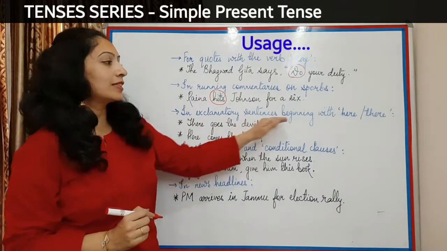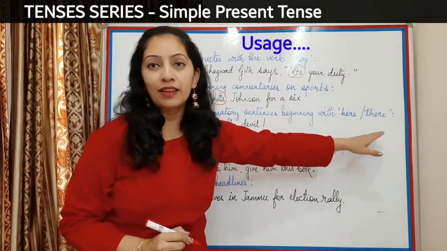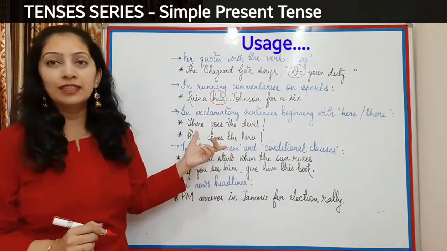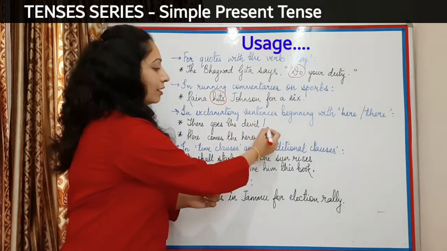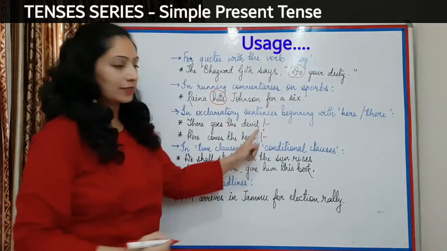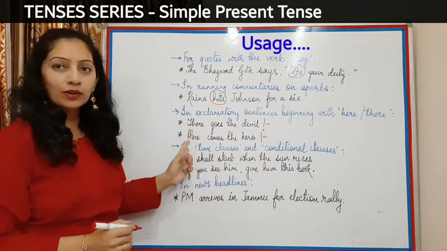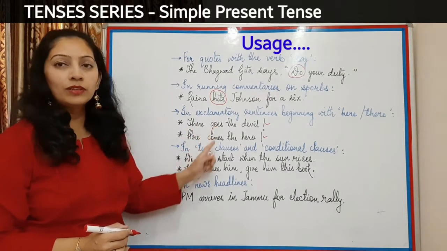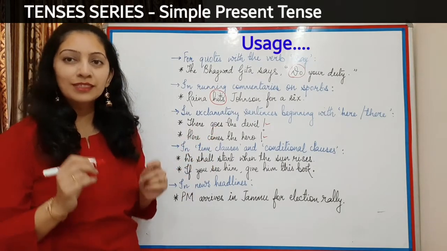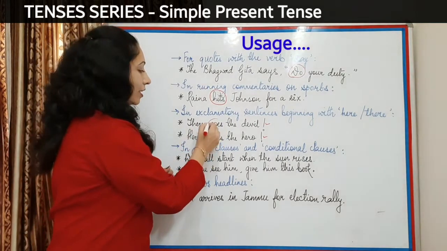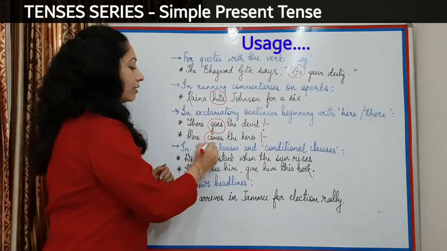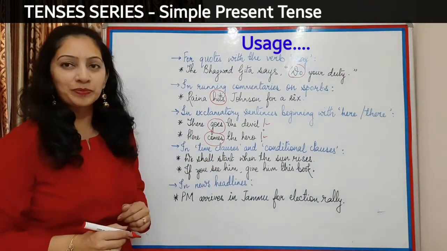In exclamatory sentences beginning with here or there: if you have exclamatory sentences, those which end with an exclamation like this, and such a sentence starts with here or there, then your verb will always be in the simple present tense. Look here, there goes the devil, here comes the hero.